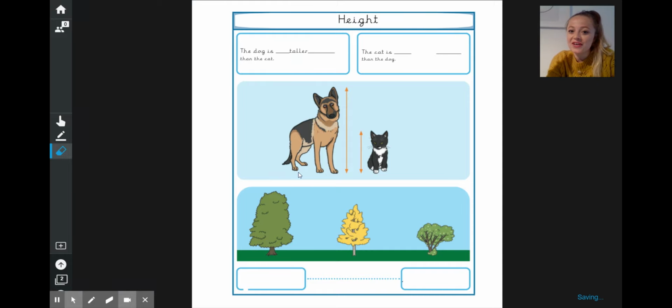So then let's switch it over. The cat is blank than the dog. Is the cat taller than the dog? No, so the cat is shorter than the dog. And finally down here, we have ordered some trees starting from the what going down to the what. Remember looking at height. So the first one is the tallest. All the way down to this one, there must be the shortest. Fantastic. So that's all about height.